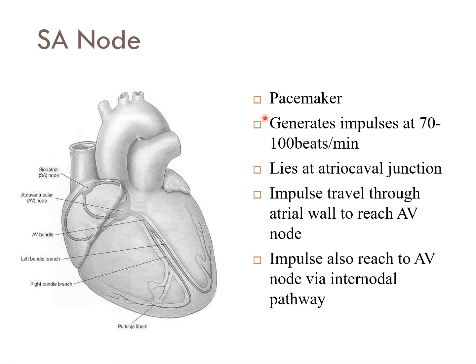Now what is the SA node, or the pacemaker? The pacemaker generates impulses at 70 to 100 beats per minute and lies at the atriocaval junction. Here is the location of the SA node on the right atrium. The impulse travels through the atrial wall to reach the AV node, and also reaches the AV node via the internodal pathway. So this is the SA node.